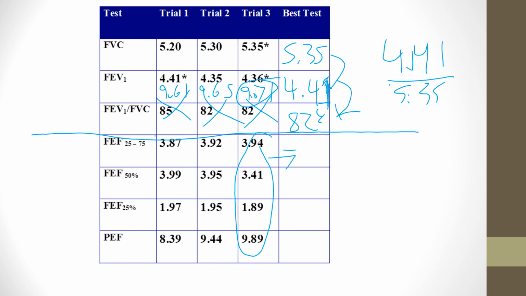So when we're reporting the best test, we're going to say that their FEF 25 to 75 was 3.94. Their 50% was 3.41. Their 25% was 1.89, and their peak expiratory flow was 9.89 liters. Do you guys sort of see this? You've got to add up the FVC and FEV1 and find the trial that has the highest numbers. You're going to use all those flow rates and transfer them over. So I would expect you to be able to do this on an assessment document in the near future.